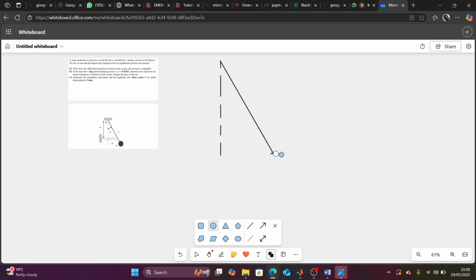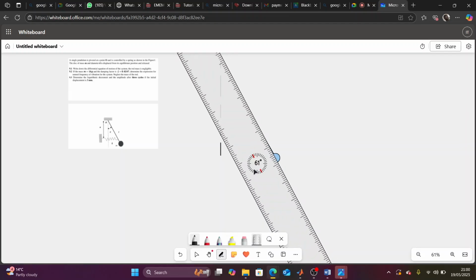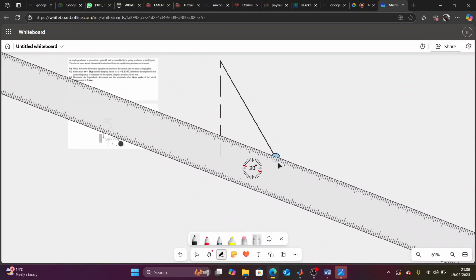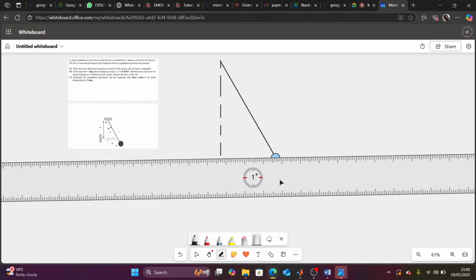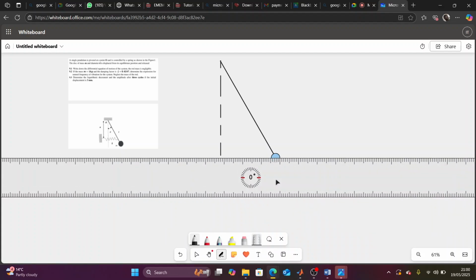Yeah, this is perfect. Now, free body diagram, what do we have, my guys? I'm just trying to draw it nicely so that you can have something that makes sense. That is clean.